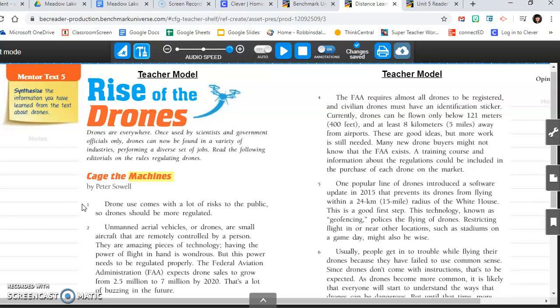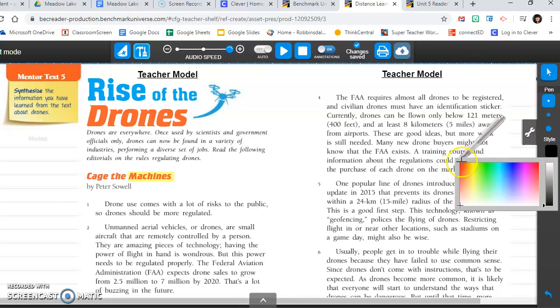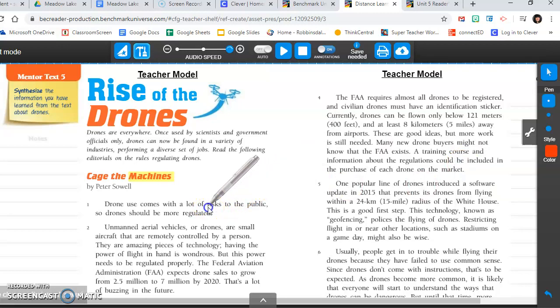In this opinion text, the author is clearly stating his claim right here in paragraph 1. The author wants drones to be more regulated because of the risks associated with them. Now, like I said, I'm annotating. I'm going to go to my tools and I'm going to grab my pen. Make it a color that we can see. We'll make it red. And I'm going to underline the word risks, because the word risks made me think of something. I know risks can be related to a problem, and that's what we're looking for, problems and solutions.